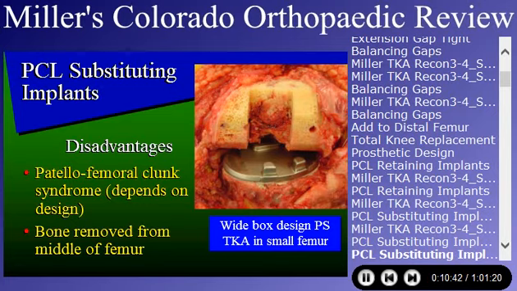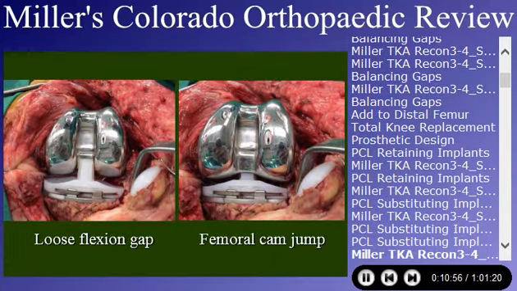You got to remember about small knees. You have a real small knee like this one, you have a wide box design, you can remove a lot of bone in the middle there. So that's one disadvantage of a posterior stabilized knee, is that you take a lot of bone and don't have a lot left. This is the example of the loose flexion gap.